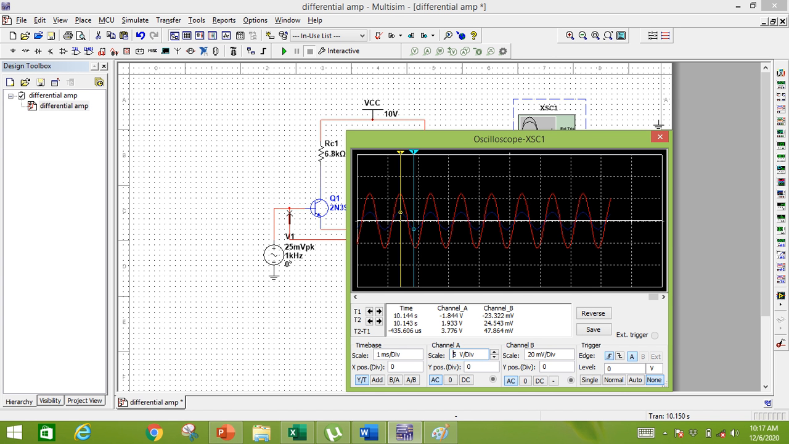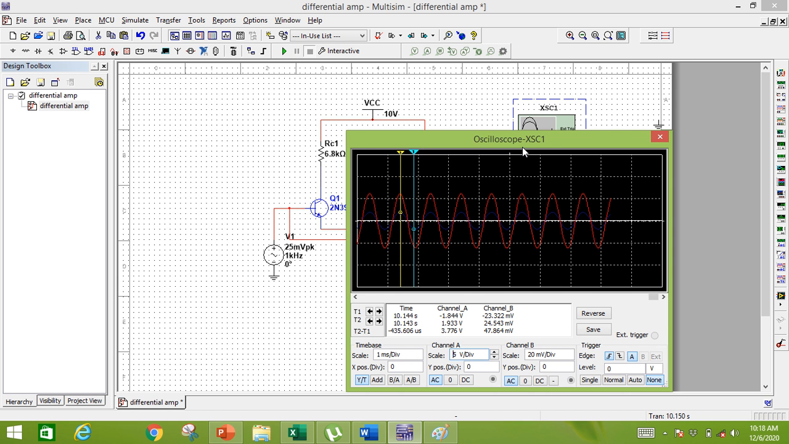After some time we will see why we call the base of Q2 an inverting input, क्योंकि वहाँ पे जब हम Q2 के बेस पे सिग्नल अप्लाई करेंगे और जो हमारा आउटपुट सिग्नल आएगा so that will be an inverted signal. There will be 180 degree phase shift.